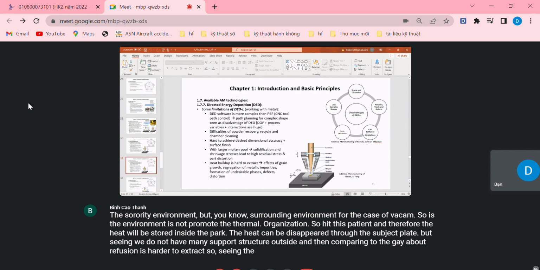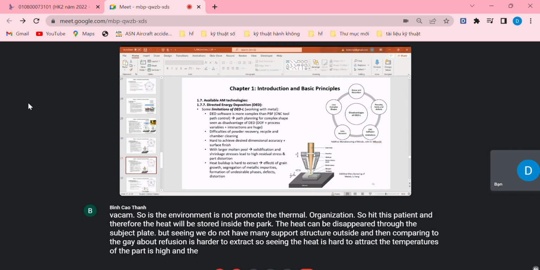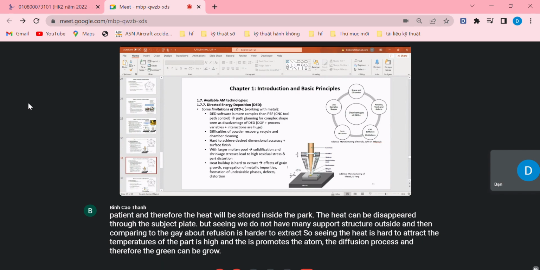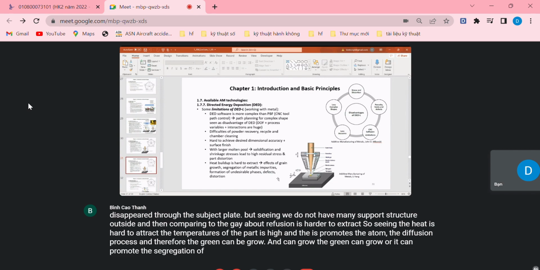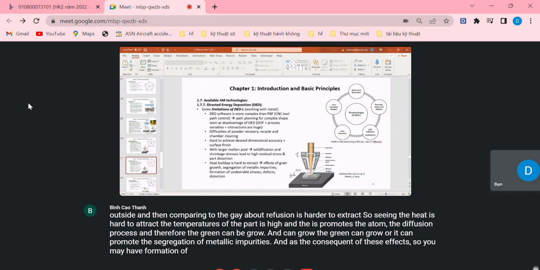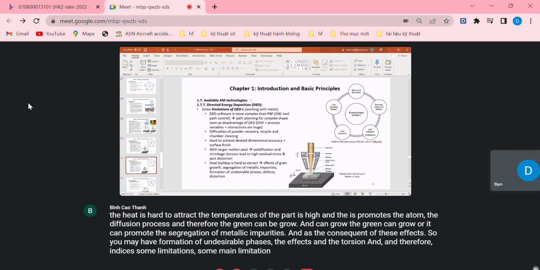Since the heat is hard to extract, the temperature of the part is high, and it promotes the atom diffusion process, and therefore the grain can grow. It can also promote the segregation of metallic impurities. As a consequence of these effects, you may have the formation of undesirable phases, defects, and distortion. And therefore, these are some main limitations of direct energy deposition using laser that you need to consider.